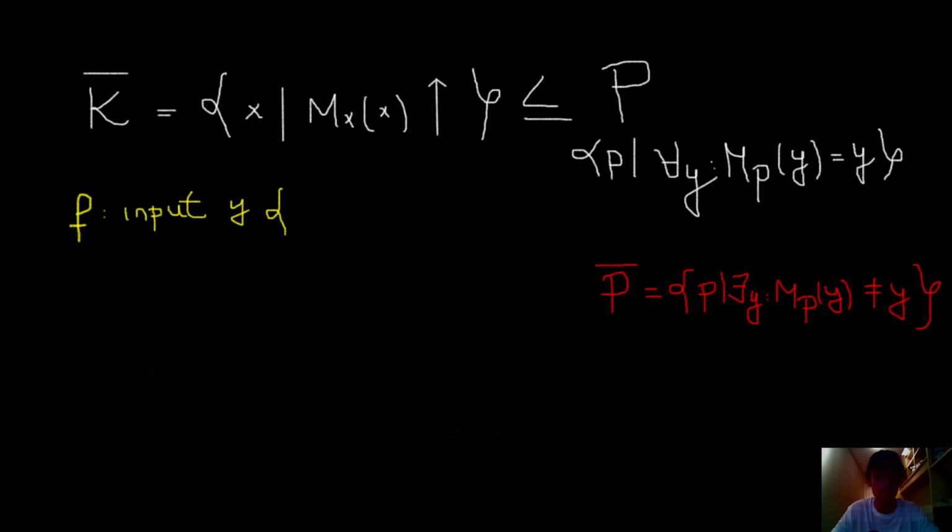So how can we ensure that the element belongs to this set complementary K? Well, basically, if the Turing machine x with input x doesn't stop, it means that it belongs to this set.